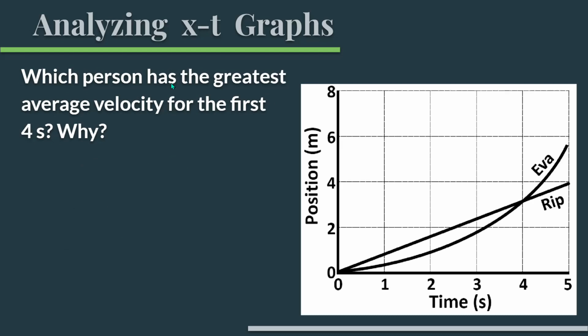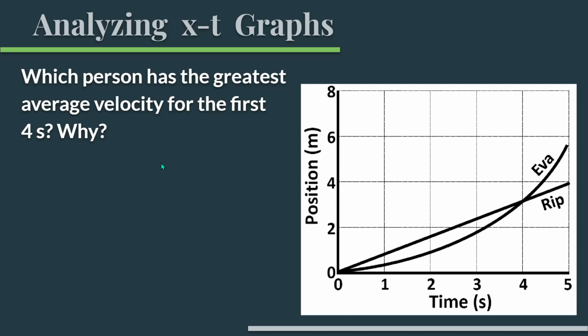All right, which person has the greatest average velocity for the first 4 seconds? Before we answer this, how do we find average velocity? Total displacement over total time. So in the first 4 seconds, who has the greatest average velocity? They traveled the same distance, right? Same time, so what will we say? They're the same. Okay, they're going to have the same average velocity.